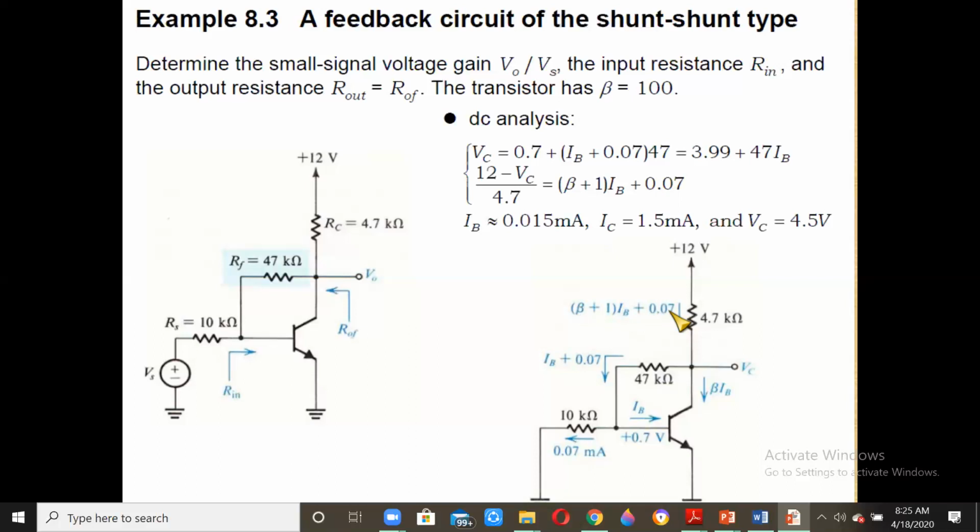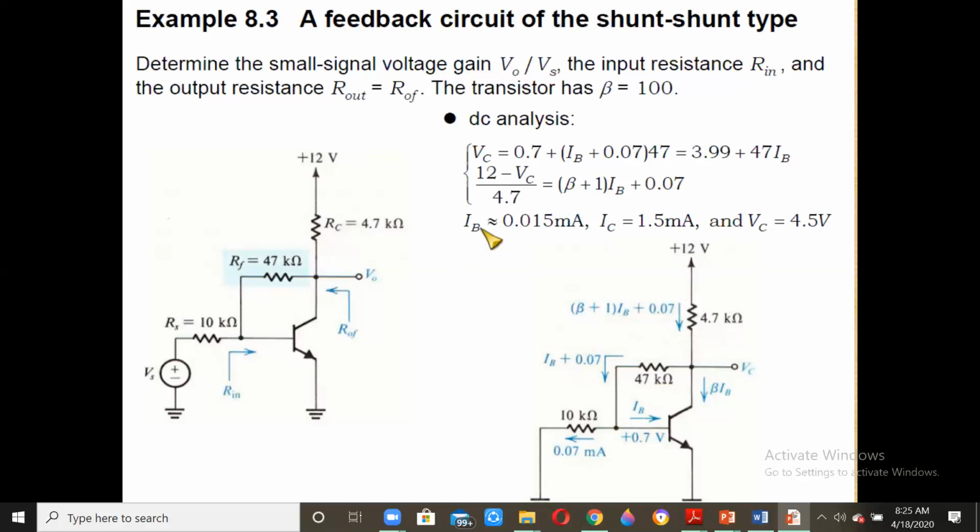Now we can get the voltage at this point, VC. VC is the voltage across the 47 kilo ohms plus the voltage VBE. So the voltage across this is (IB plus 0.07) multiplied by 47, plus the VBE, which is 0.7. That is what is written here: 0.7 plus (IB plus 0.07) multiplied by 47, which gives us 3.99 plus 47 IB.